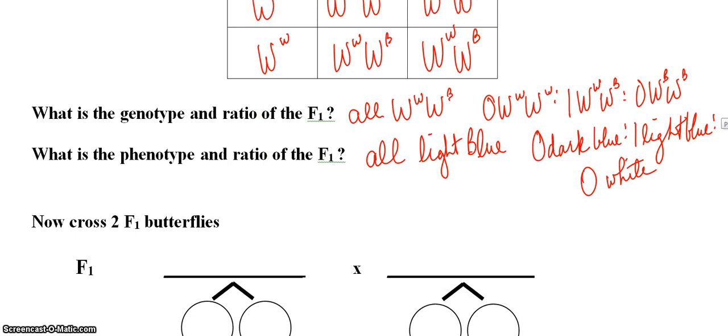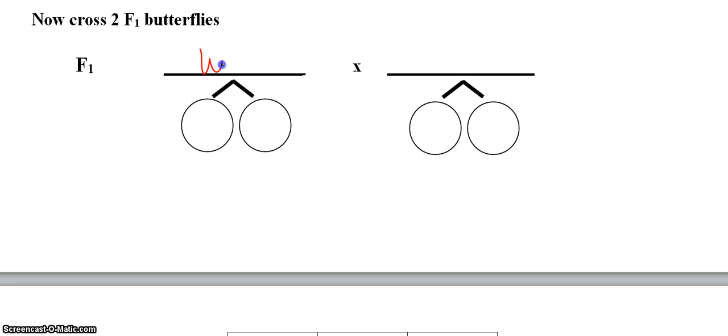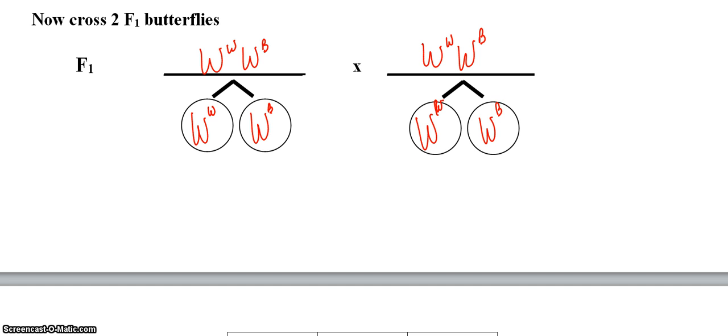Now we're going to cross two F1 butterflies. Since our F1 was all W^W W^B, we're going to cross it with one of its siblings, and that's our cross. Once again, Mendel's law of segregation said we separate the two homologous chromosomes, the two alleles, and that means we have one egg that gets W^W and one that's going to get W^B. Sperm, one sperm's going to get W^W, the other one is going to get W^B.